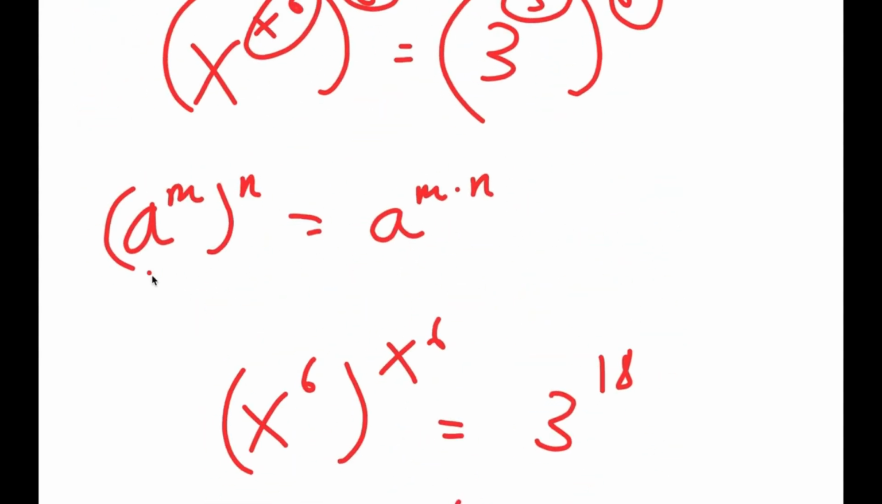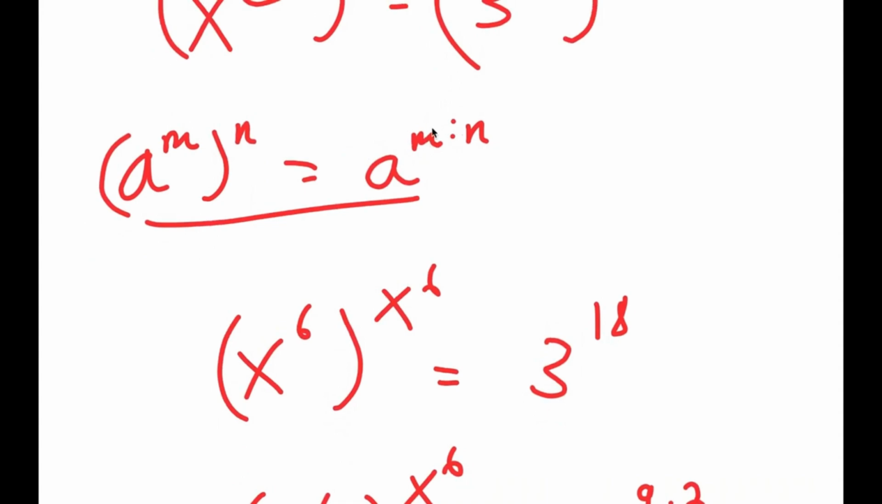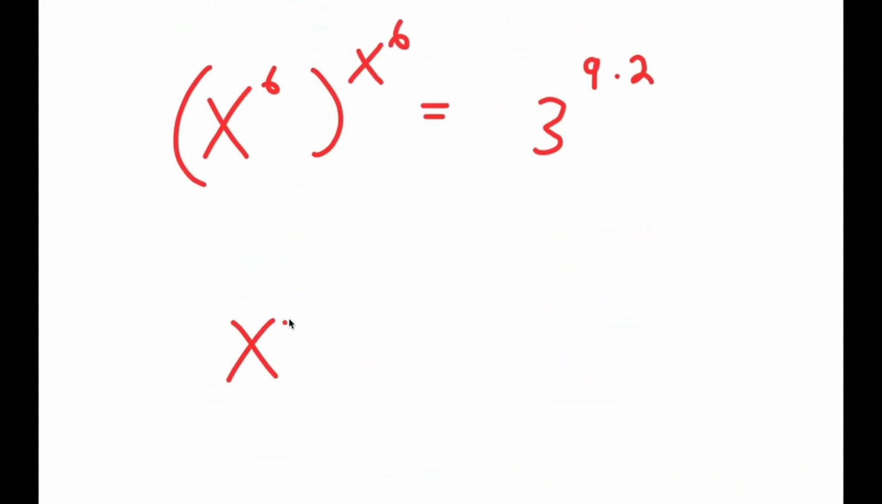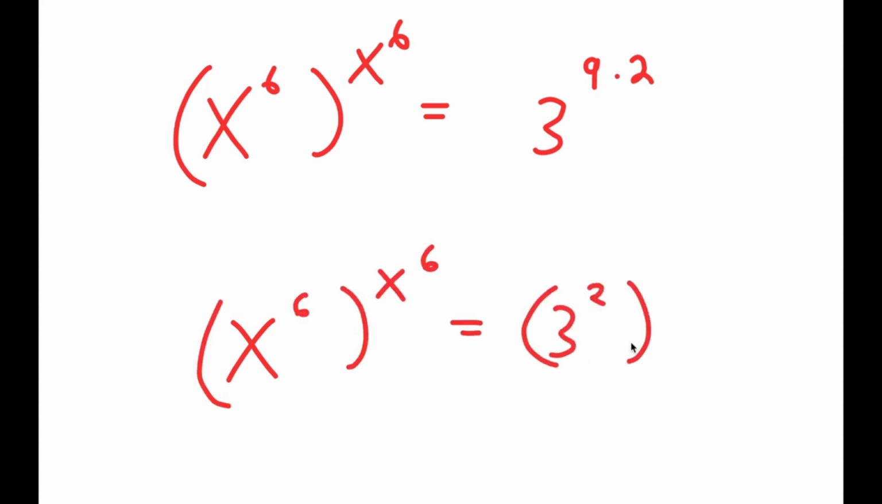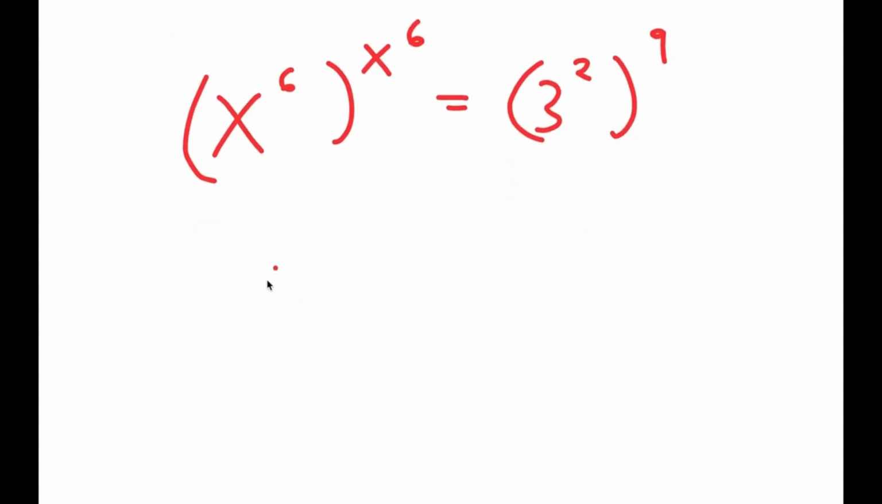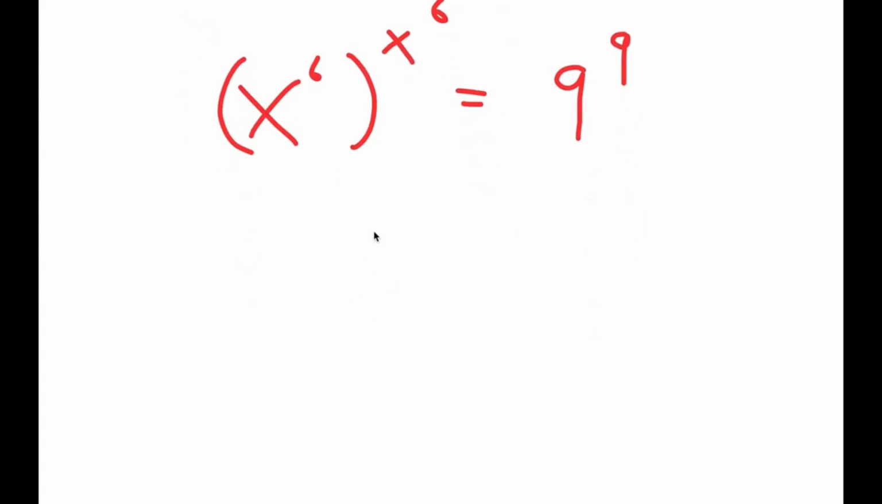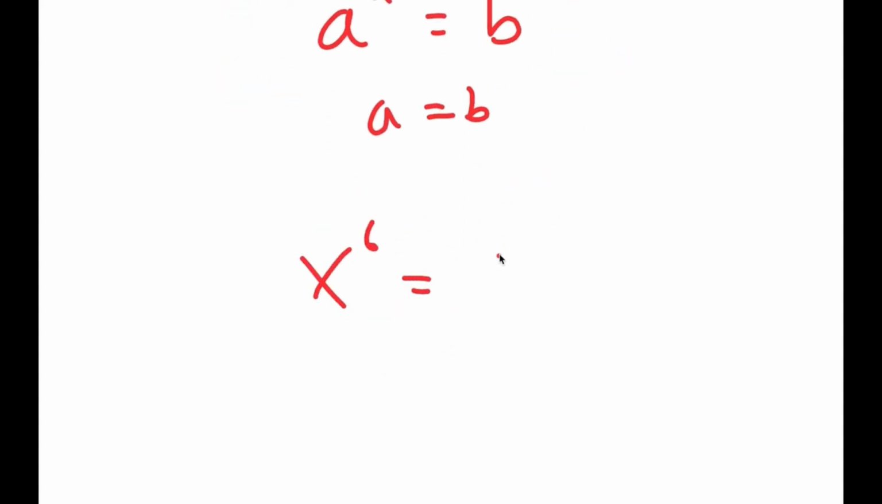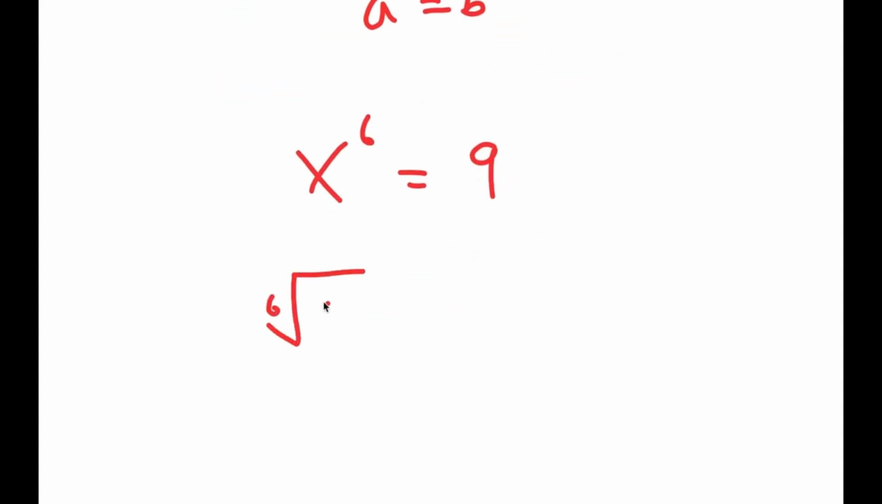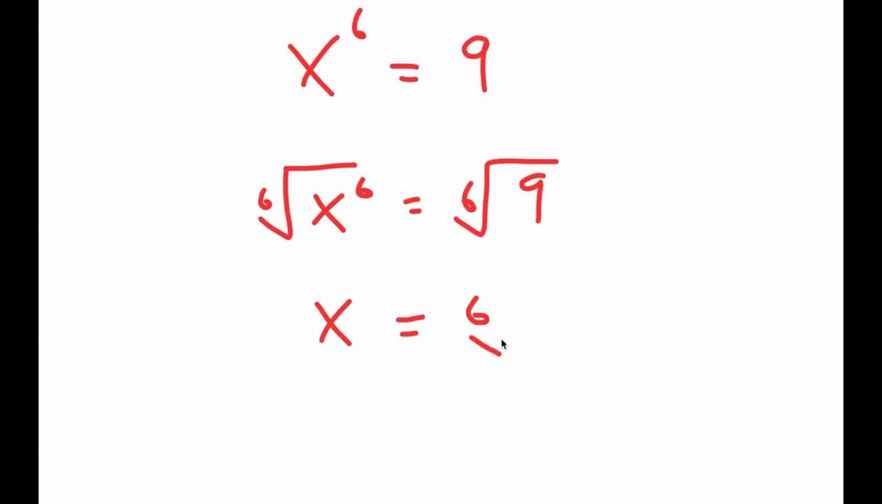And now we can use the reverse of this property and change this form into this form. So now I get x to the power of 6 to the power of x to the power of 6 is equal to 3 squared to the power of 9. And 3 squared is 9, so I get x to the power of 6 to the power of x to the power of 6 is equal to 9 to the power of 9. And because this is in the form a to the power of a is equal to b to the power of b, this means that a equals b. So in this case, x to the power of 6 is equal to 9. And if I take the 6th root on both sides, I get x is equal to the 6th root of 9.